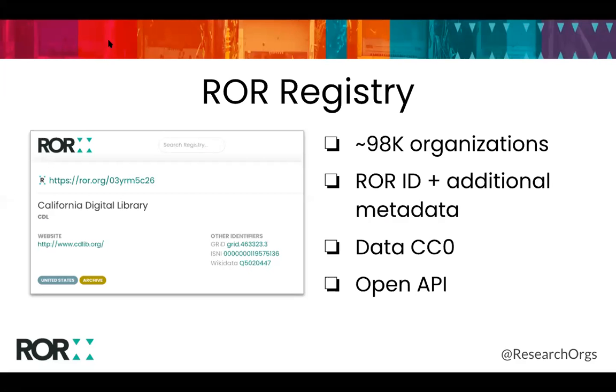Each organization in ROR has a unique ROR ID, and the organization record captures additional metadata about the organization as well. ROR data is available under a Creative Commons CC0 waiver, and the code is available on GitHub so the registry's infrastructure can be used and reused easily by humans and machines.